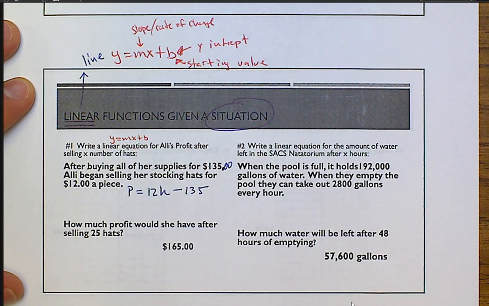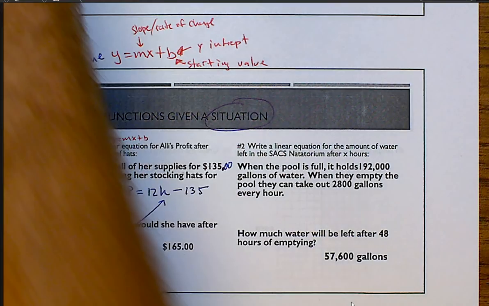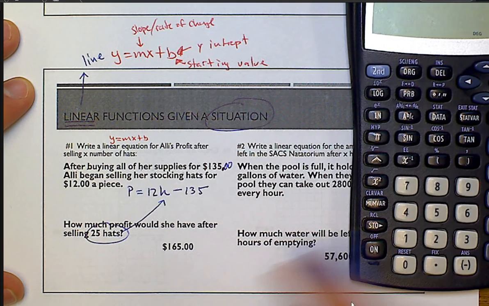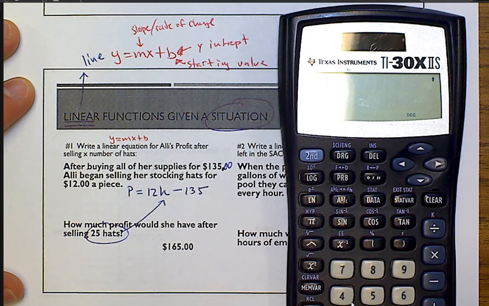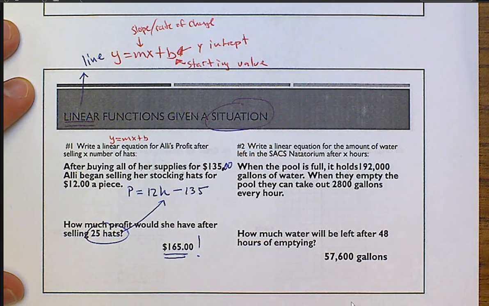Okay, how much profit would she have after selling 25 hats? We're going to plug 25 in for H, and hopefully if we calculate this, we should get 165. You can take out your trusty calculator, right? 12 times 25, hit equals. Subtract that from the money she already spent, and she's made $165. Okay, that's situation number 1.